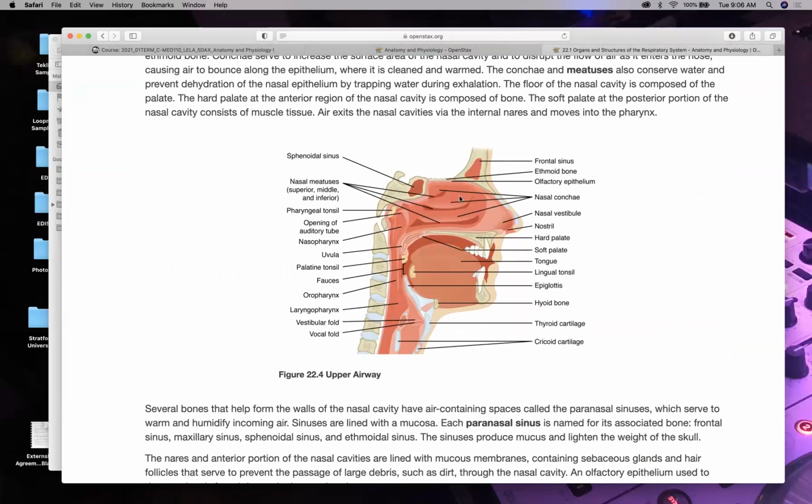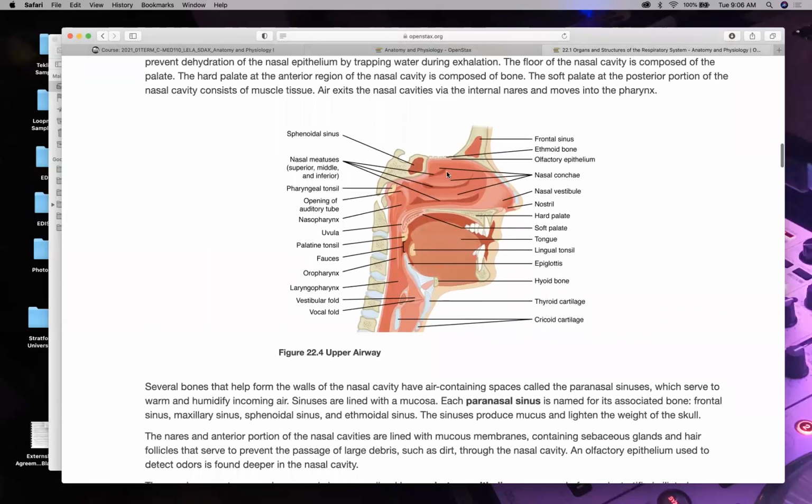You also have these, they're called nasal conchae, like a shelf. So these are like shelves. Think of them as shelves.